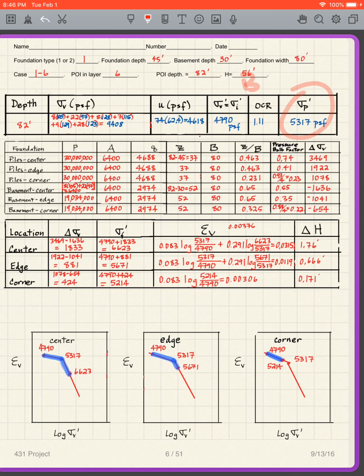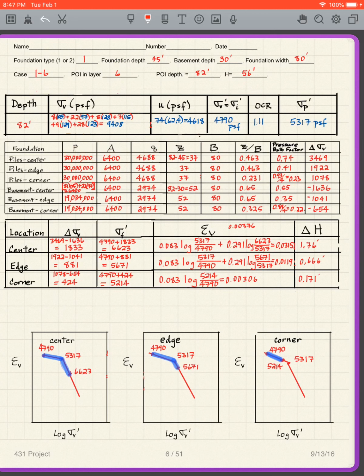So I've got my sigma prime I, got my sigma prime P before anything is built, and now I'm going to go through my typical analysis. It's a type 1 foundation. I've already done some of these calculations for you: my weight is 30 million and the area is 80 squared, which is 6,400. So P over A gives me Q, and that gives me the 4688.